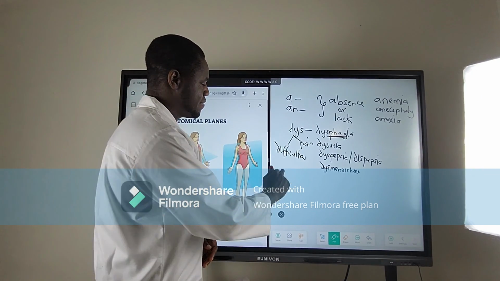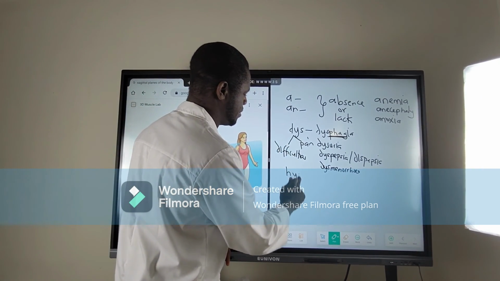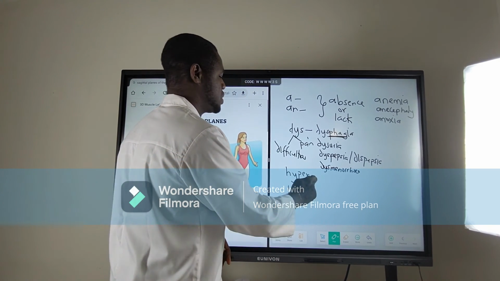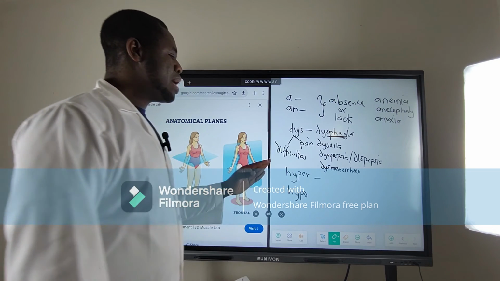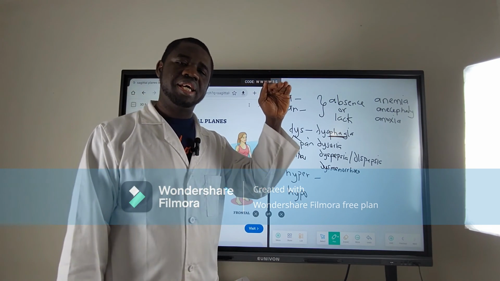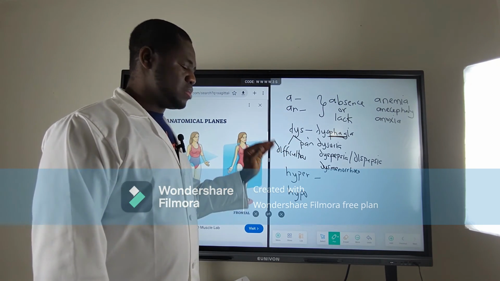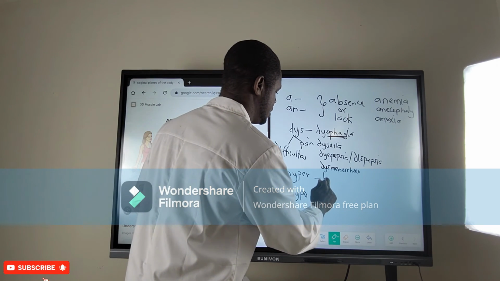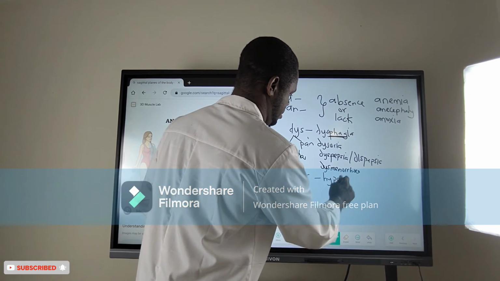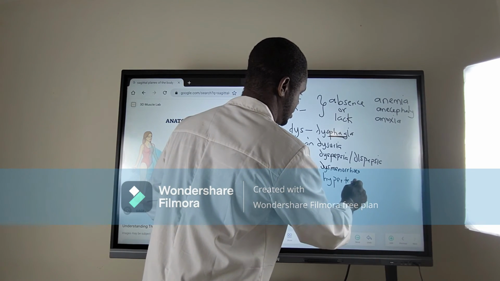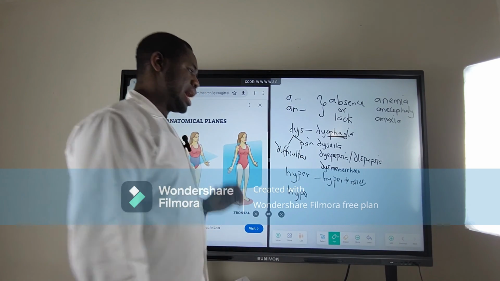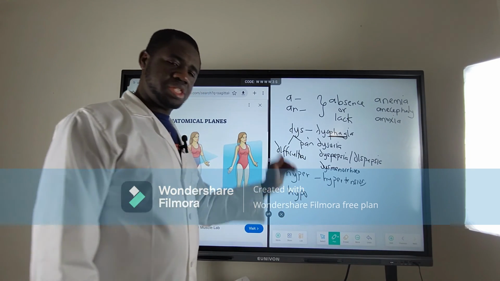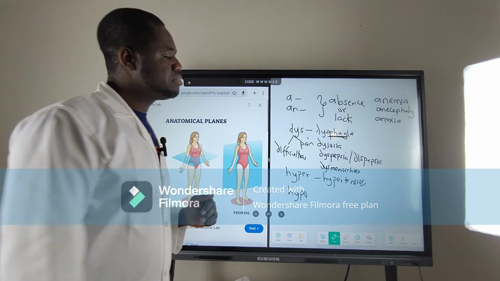We also have hyper and hypo. We know what that means. Hyper means something that is too high. Hypo means something that is too low. So hypertension means high blood pressure. Hypotension means low blood pressure.